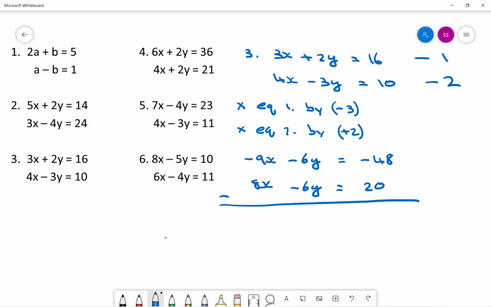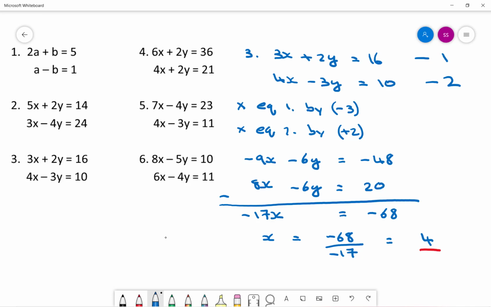So if I now subtract the 8x minus 6y equation from the negative 9x minus 6y equation, this is what we'll end up with. So negative 9x minus 8x gives me negative 17x. Negative 6y minus negative 6y will cancel out, and negative 48 minus 20 gives me negative 68. Rearranging for my x term then, x will be equal to negative 68 divided by negative 17, and that's going to give us a value of 4. So there's the answer for my x value.